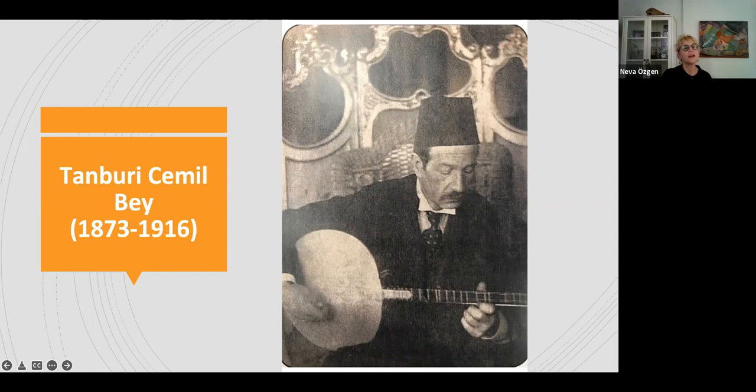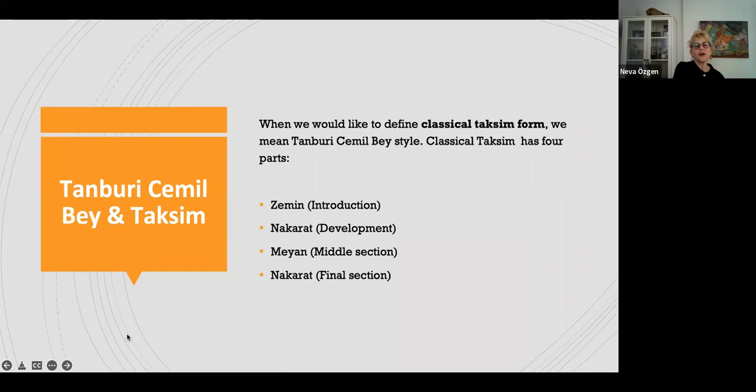The recording technology came to Istanbul in the 1900s. The last virtuoso from the Ottoman period was Tanbur Cemil Bey, as he was one of the great masters of the 20th century. He recorded taksims and several compositions with the foremost singers of that time over 10 years. He was a virtuoso performer, not only on tanbur, but also kemençe, lavta, rebab, violoncello, and yaylı tanbur. When we would like to define classical taksim form, we mean the Tanbur Cemil Bey style.